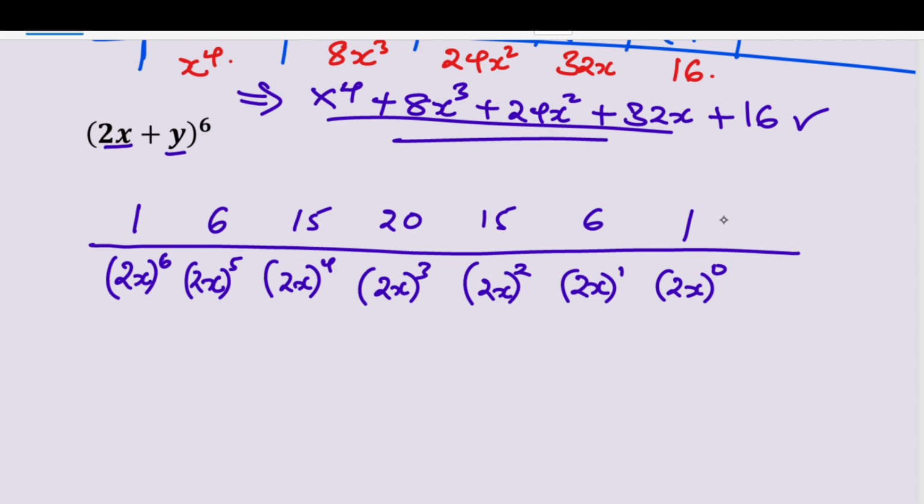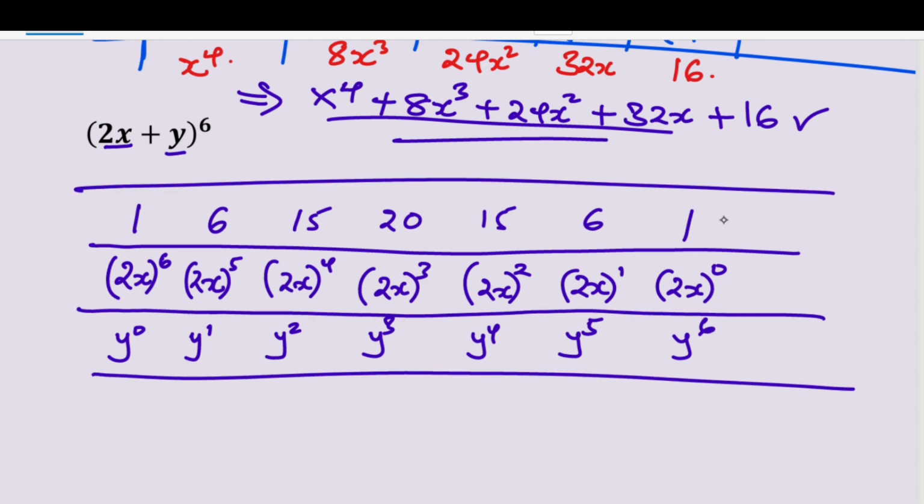The second term is y, so we shall now have y raised to power, because y is just y, there is no need of writing it in brackets. So we shall have y raised to power 0, y raised to power 1, y raised to power 2, y raised to power 3, y raised to power 4, y raised to power 5, y raised to power 6.